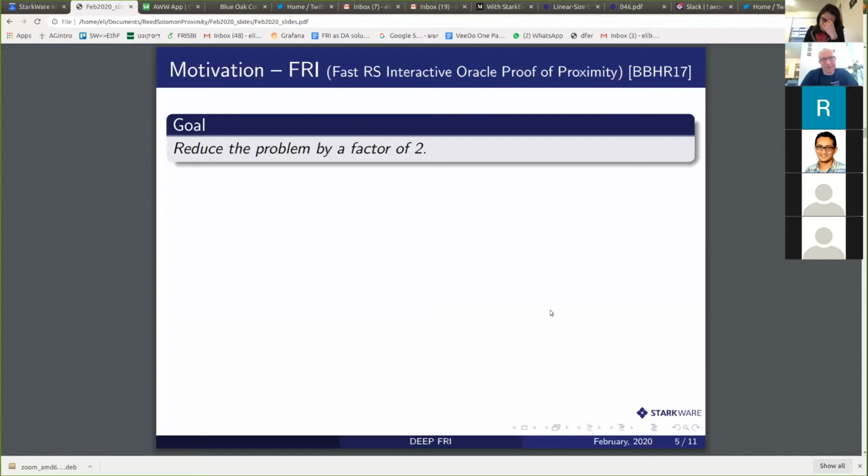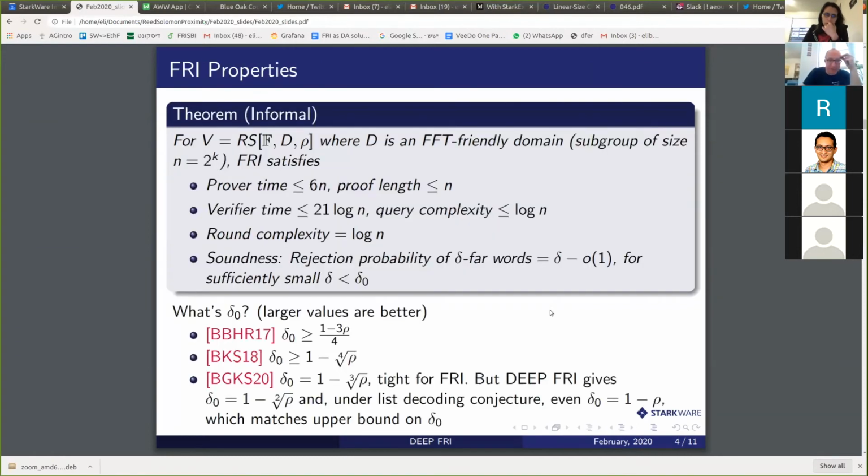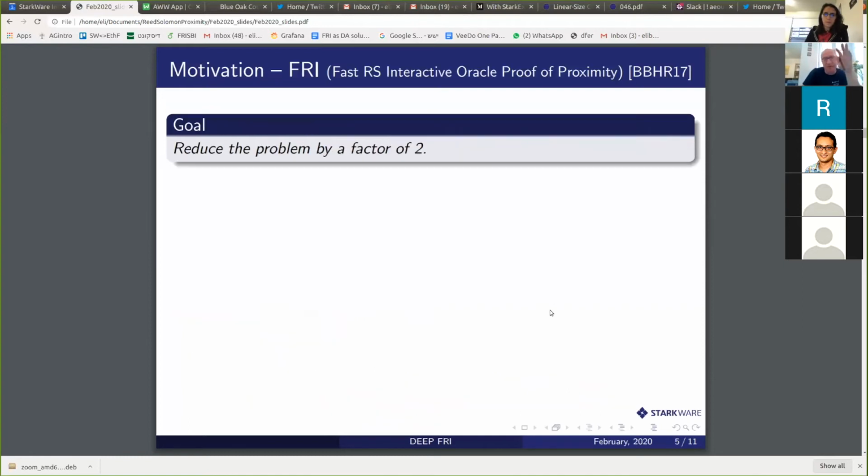Okay, so I want to explain from a high level how FRI works. And if you're familiar with FFT, it's really a folded FFT. So just like in FFT, we have the problem. What is the problem? We're given a function F that is evaluated on a domain of size N.